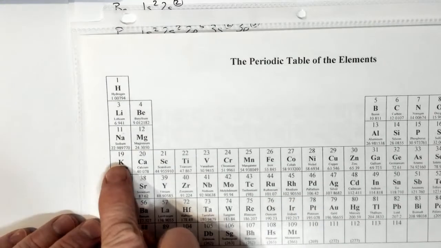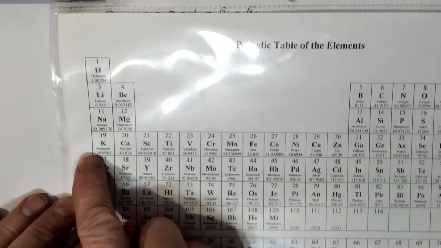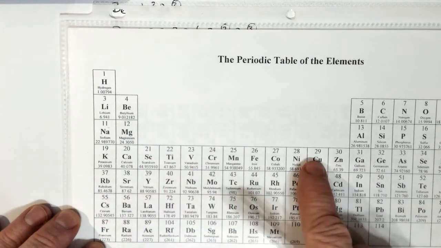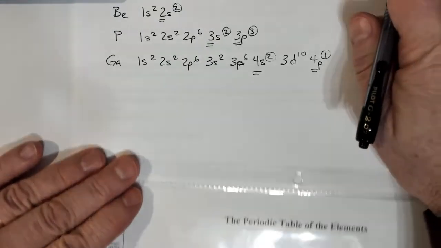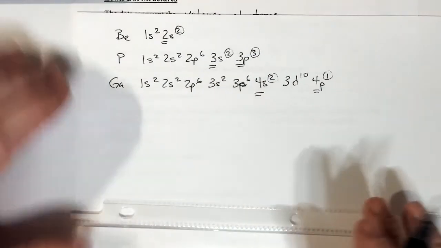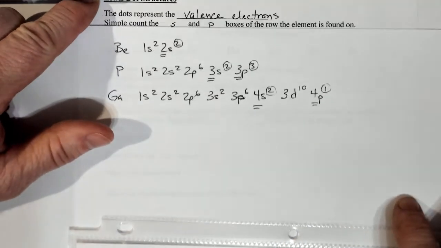So we would go to gallium over here, and we go 1, 2, skipping the D's because they belong to the 3rd energy level, 3. Okay, so that is what we've been doing all along, is using this electron configuration, but now we're going to use it in a different way.